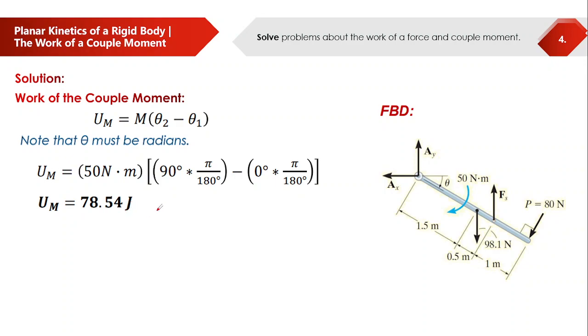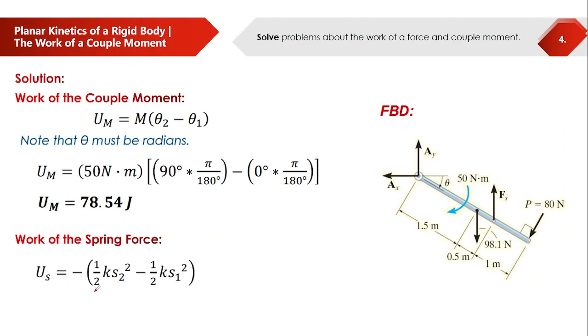Okay? So, positive siya kasi nga, same sense yung pag-change ng angle niya, pa downward, then moment natin is pa clockwise din or downward pa rin. Or same sense lang talaga yung direction ng moment tsaka yung displacement. Okay? So, that will be positive. Next is the work of the spring force. Yan. So, negative 1/2 k s sub 2 squared minus 1/2 k s sub 1 squared.